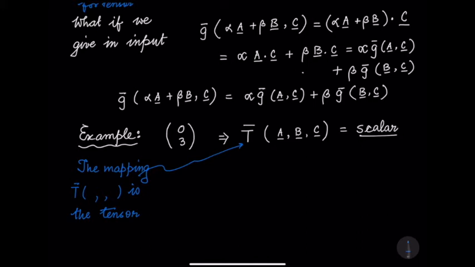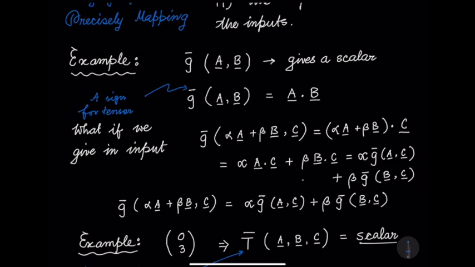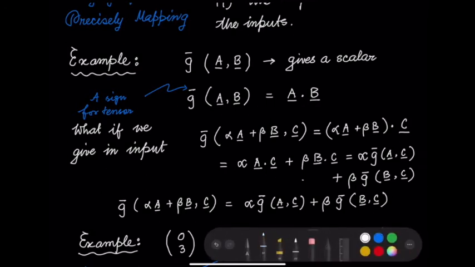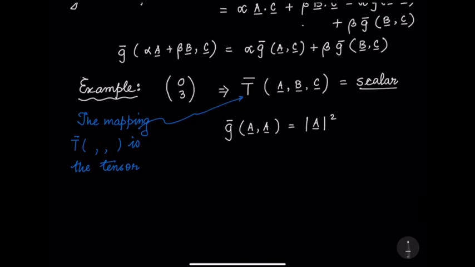Okay. Now, you see, G is a very special tensor. This gives you the dot product between A and B. If I use G on the same vector, it gives me the length of the vector, actually the square of that. So this lets us measure the length of a vector. Because of this, this particular tensor is called the metric tensor.